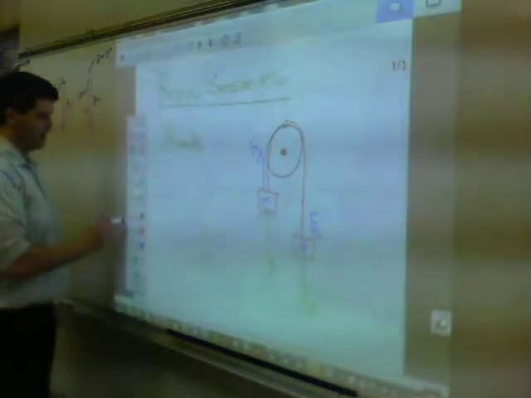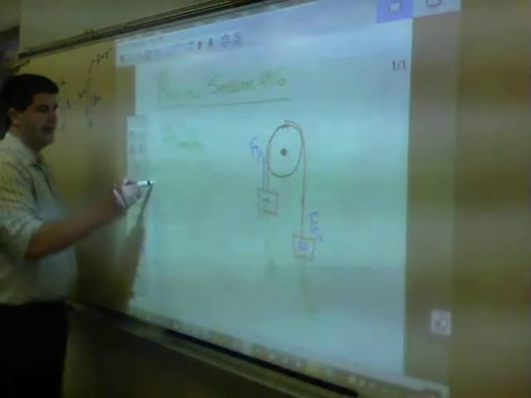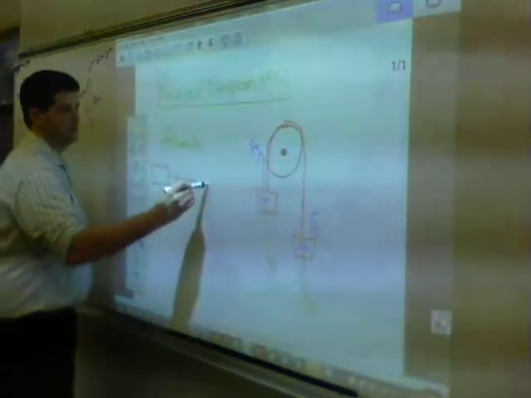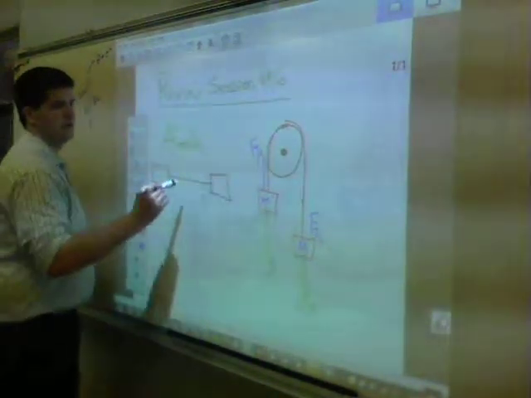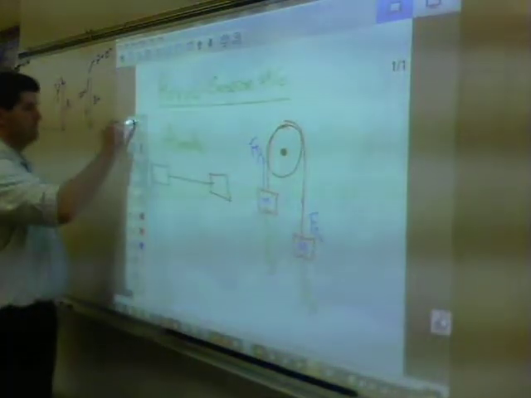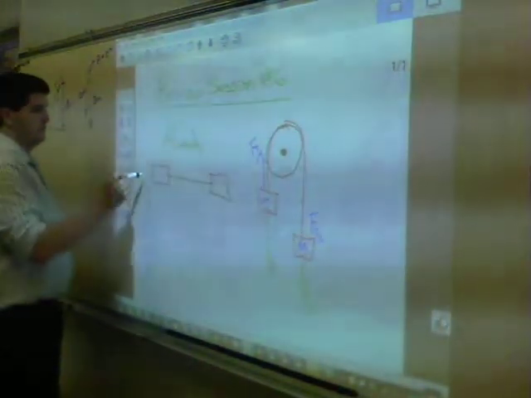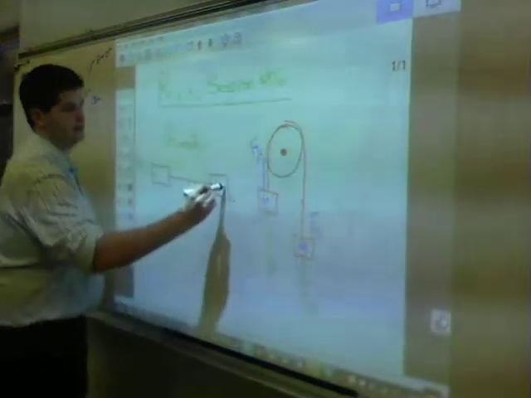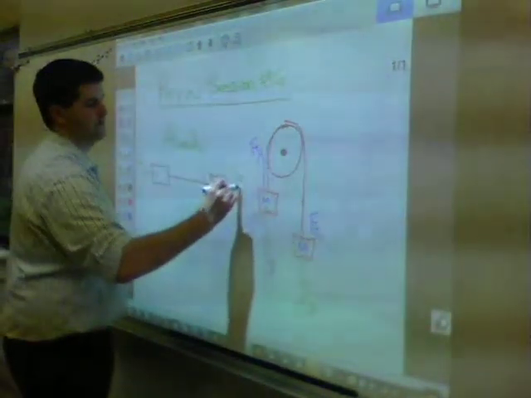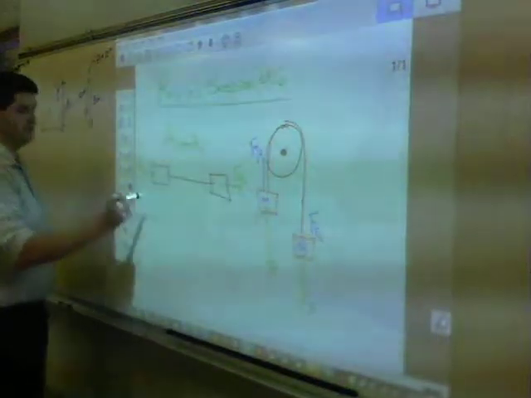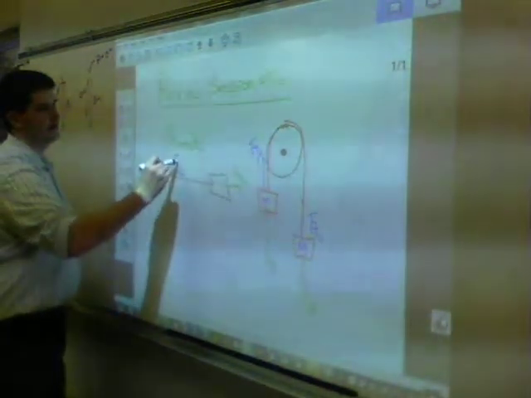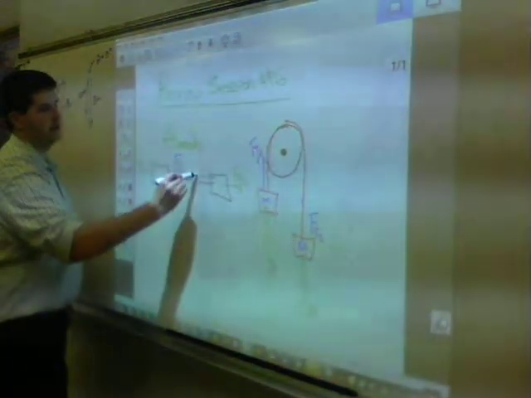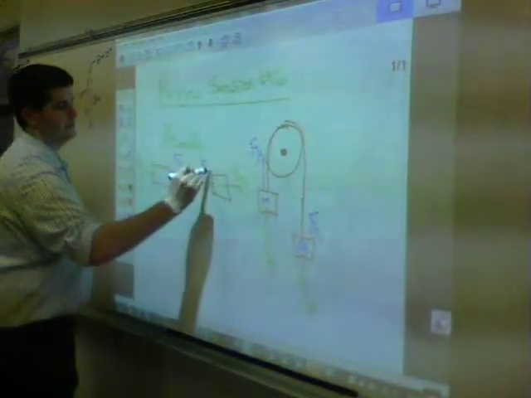So the way to do this is to visualize this by laying it out horizontally. So we have FG1, FG2, and then we have our 2 tensions pointing in towards each other. FT1 and FT2. All right?